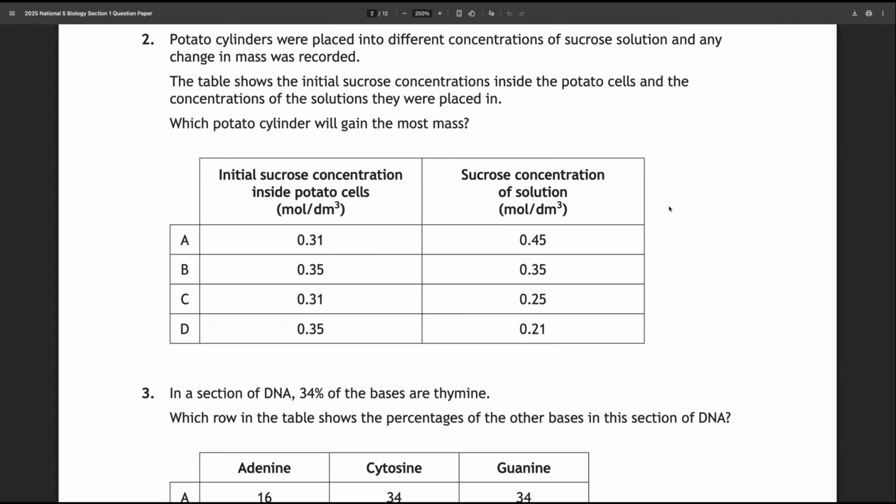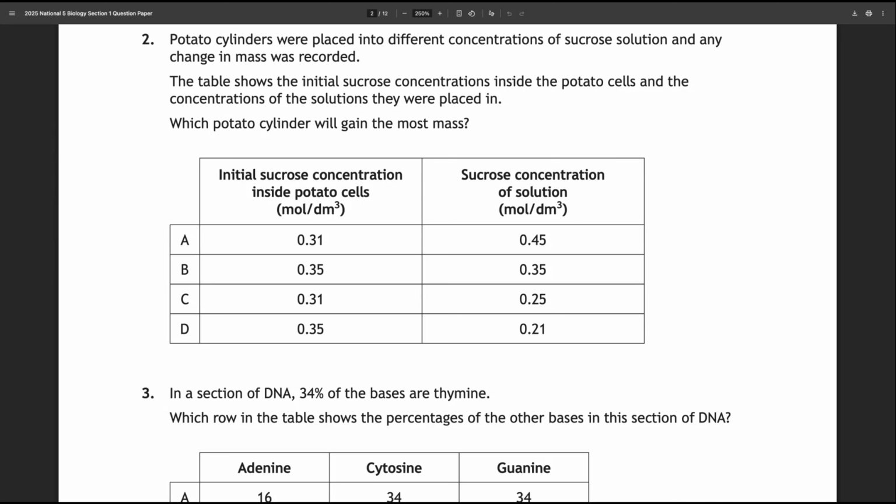Question 2, potato cylinders were placed into different concentrations of sucrose solution and any change in mass was recorded. The table shows the initial sucrose solutions inside the potato cells and the concentrations of the solutions they were placed in. Which potato cylinder will gain the most mass?